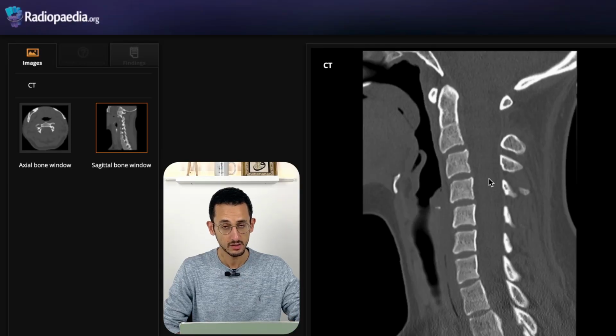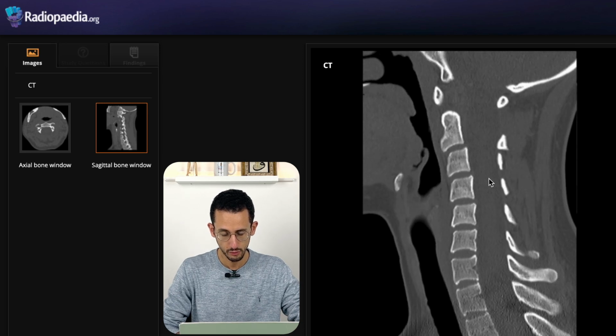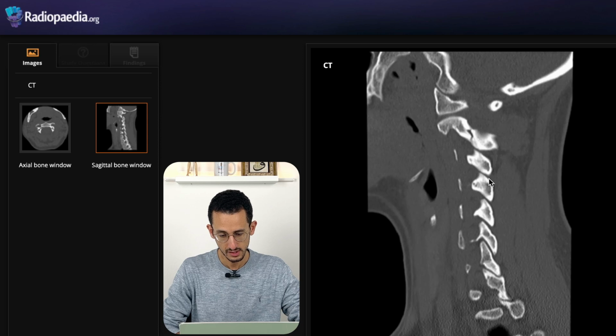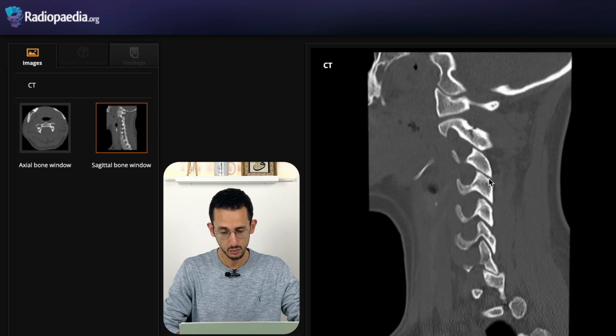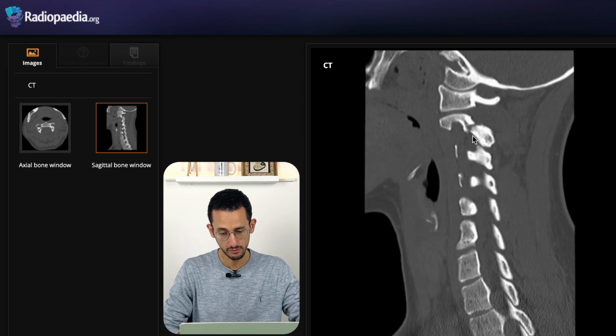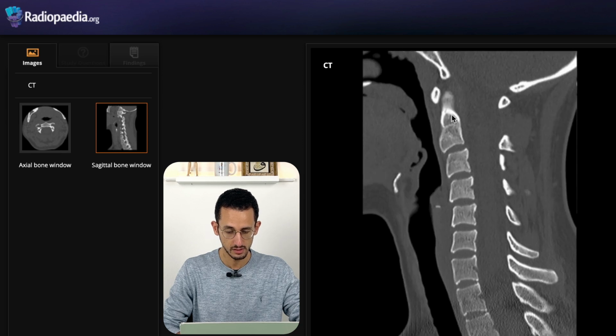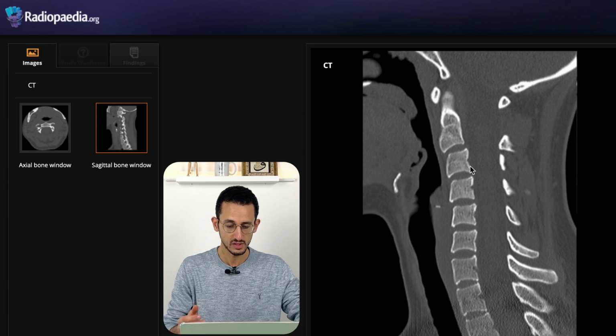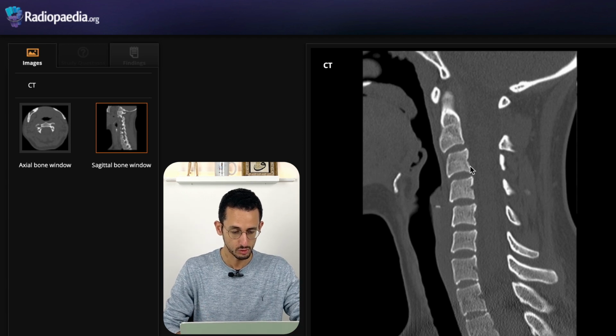As you can see in this picture, it's usually better to start with a sagittal image. If we scroll through laterally, you can see there is a fracture line through the C2 pars, and on the other side a similar type of fracture. And as you can see, there is an angulation of the C2 on top of C3. This is why it's called a C2-3 traumatic spondylolisthesis.